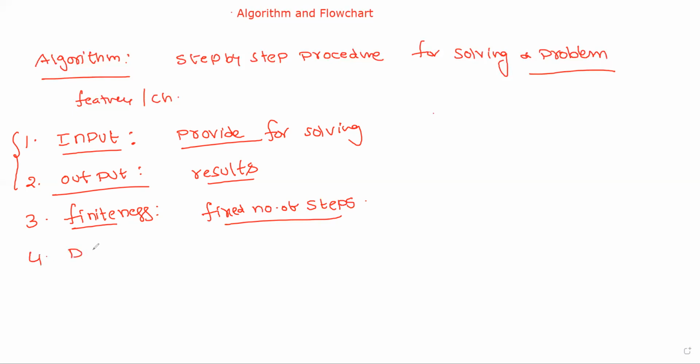Now, definiteness. Define means we have to define each and every statement clearly. So definiteness means each and every statement is clearly explained. That means the statement must be unambiguous. Statement in the sense the step must be unambiguous.